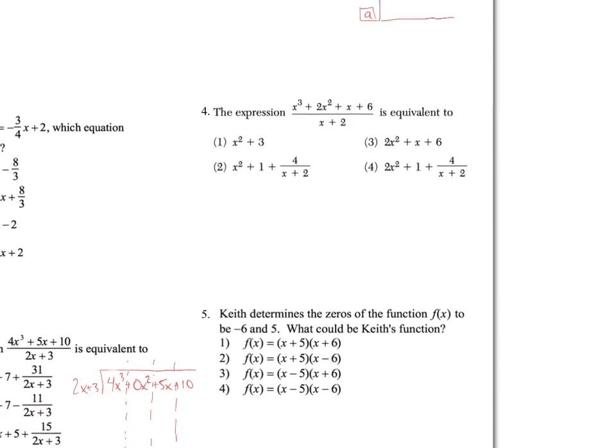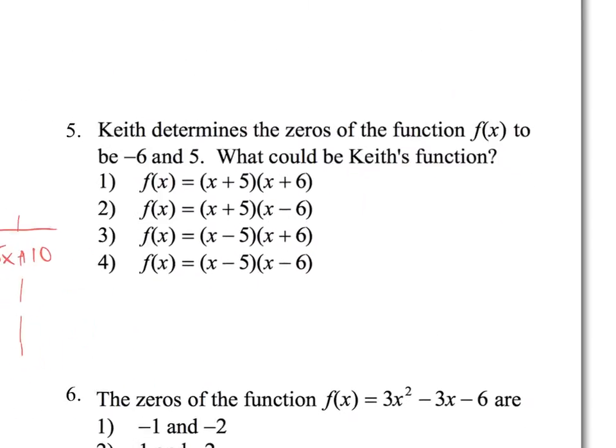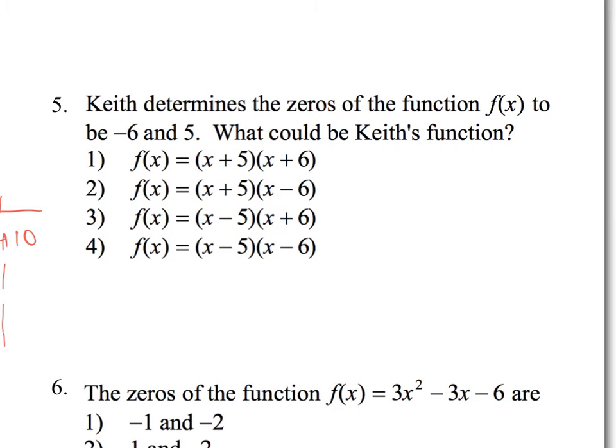Number 5, you could use a couple different methods to do that. You could either work with the answers you're given and check and see if these come out to the zeros, or you could turn these into factors. That one's going to be very quick.